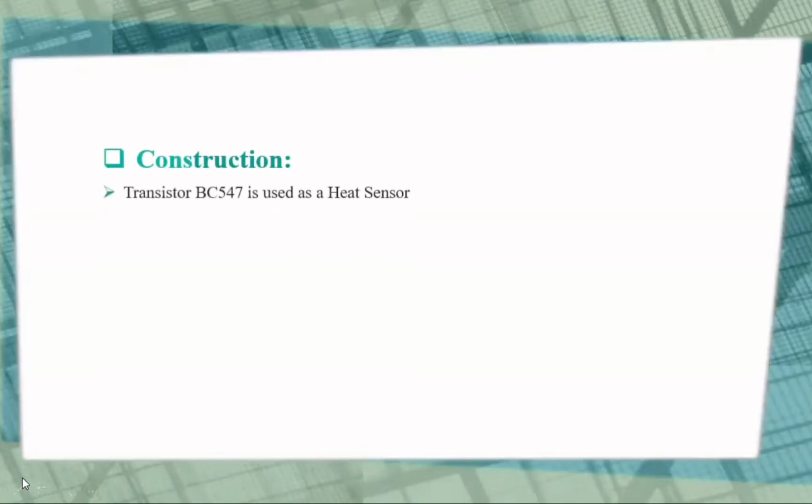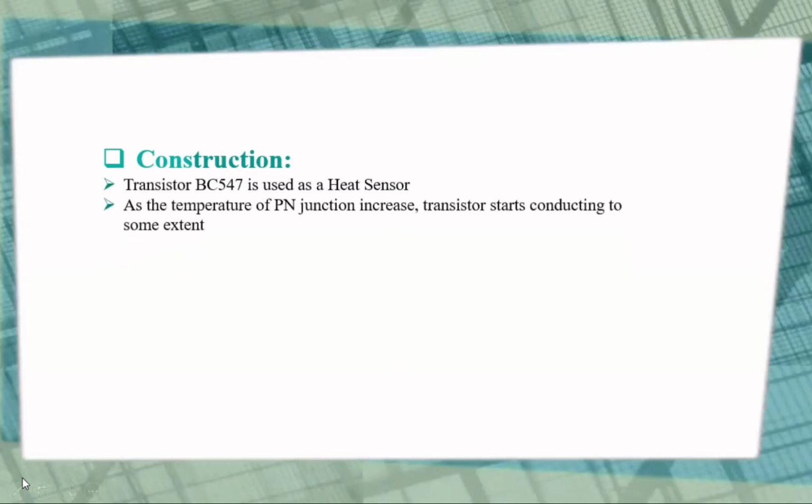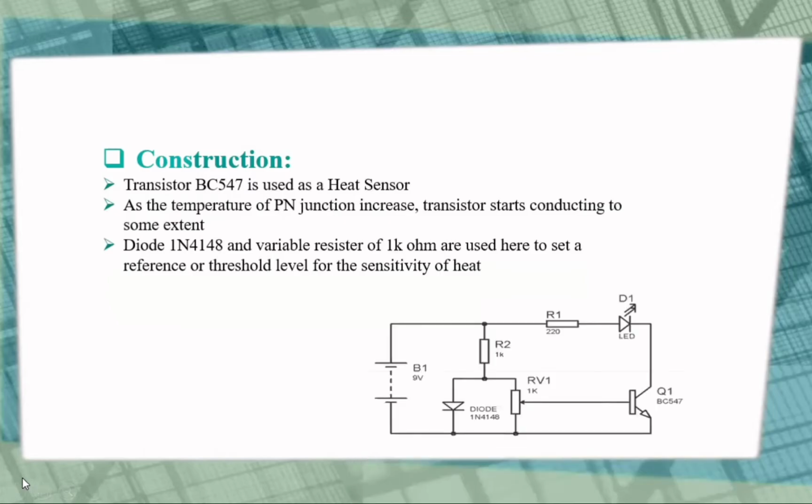Construction. Transistor BC547 is used as a heat sensor. As the temperature of the PN junction increases, the transistor starts conducting to some extent. This temperature property of the transistor is used here to make it a heat sensor. Diode 1N4148 and a variable resistor of 1K ohm are used to set a reference or threshold level for the sensitivity of heat, and the sensitivity of the circuit can be adjusted by rotating the knob.